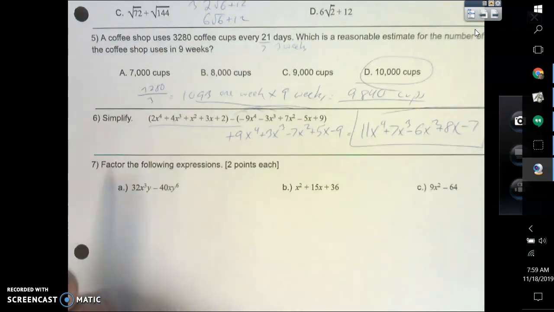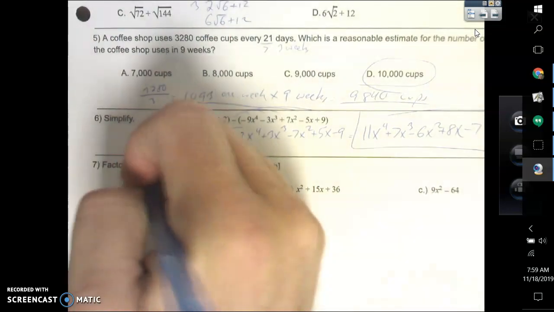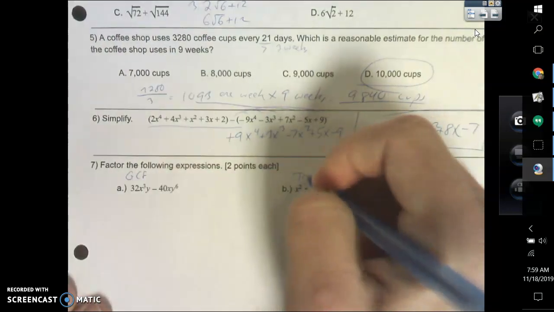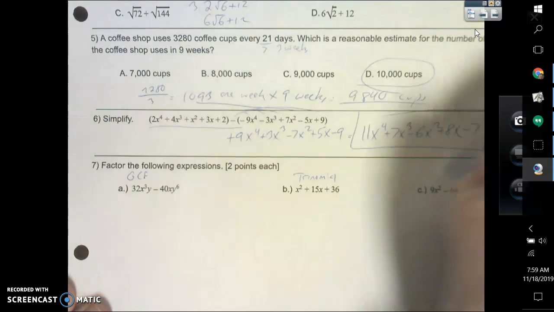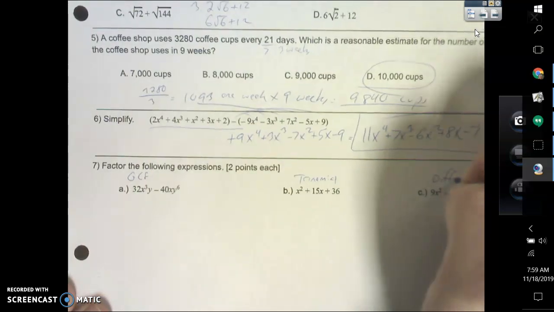You will get one of each of these for factoring. It's going to be in this order: GCF, trinomial, difference of squares.